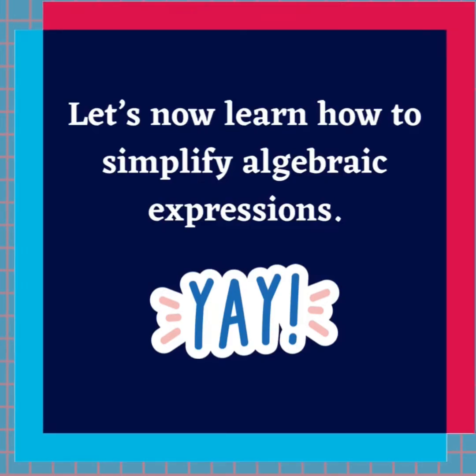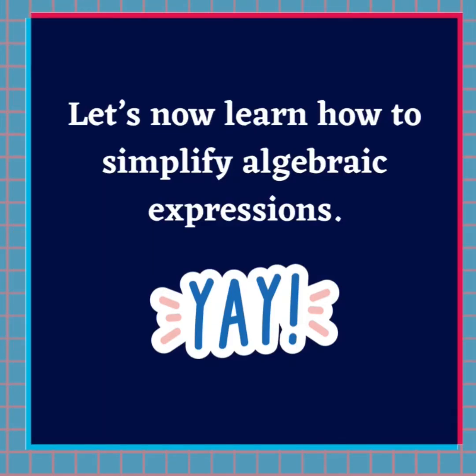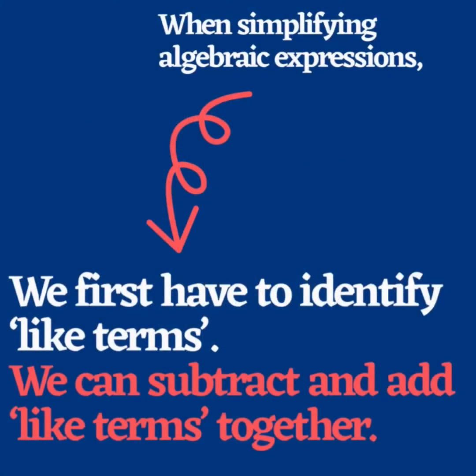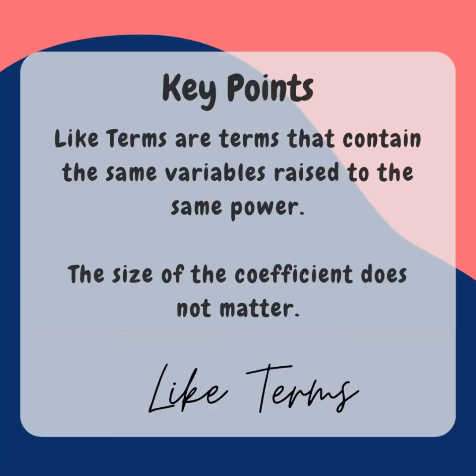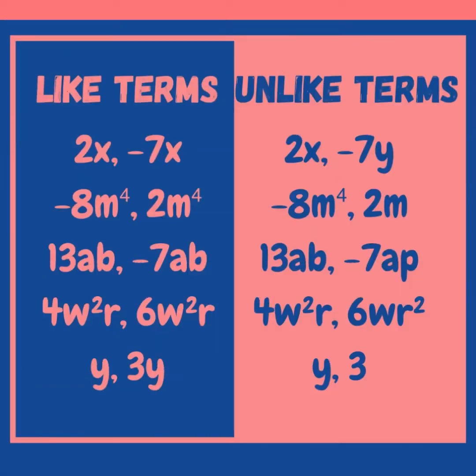Now, let's learn how to simplify algebraic expressions. When simplifying algebraic expressions, we first have to identify like terms. We can subtract and add like terms together. So some key points to remember is that like terms are terms that contain the same variables raised to the same power. The size of the coefficient does not matter. So these are some examples of like terms and unlike terms.